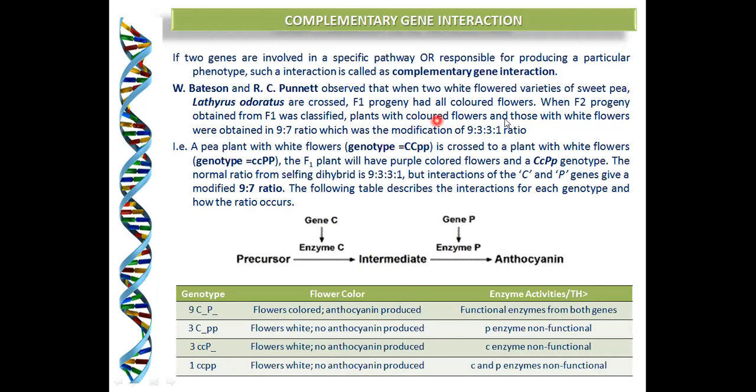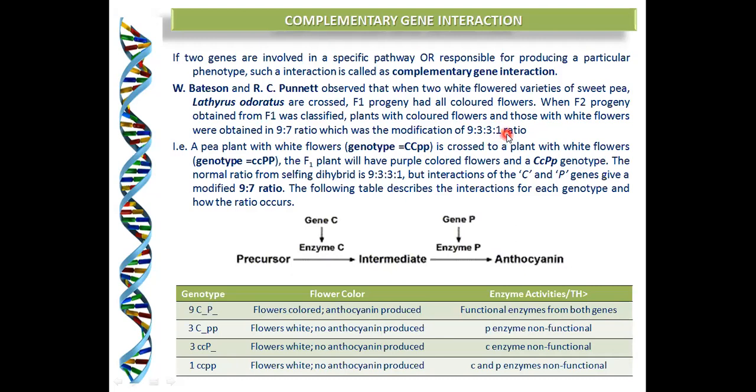So here, instead of getting some flowers purple, some flowers white in the usual ratio, they got the flowers in the ratio of 9:7. So 9 were purple, 7 were white. That is the modification of the 9:3:3:1 ratio.